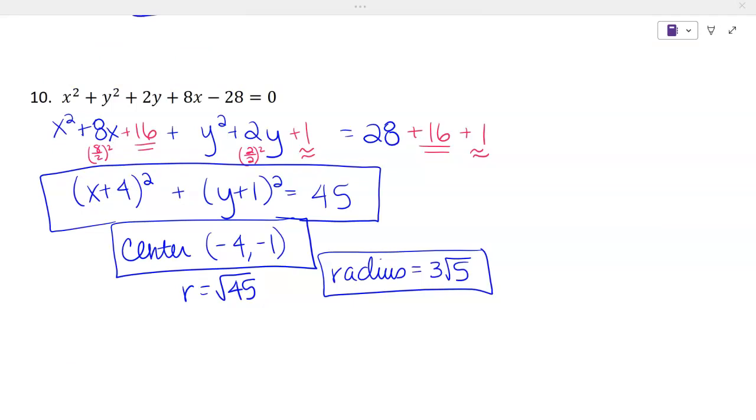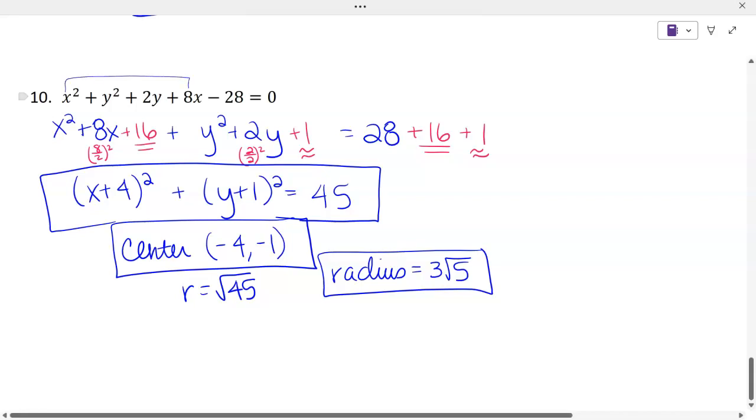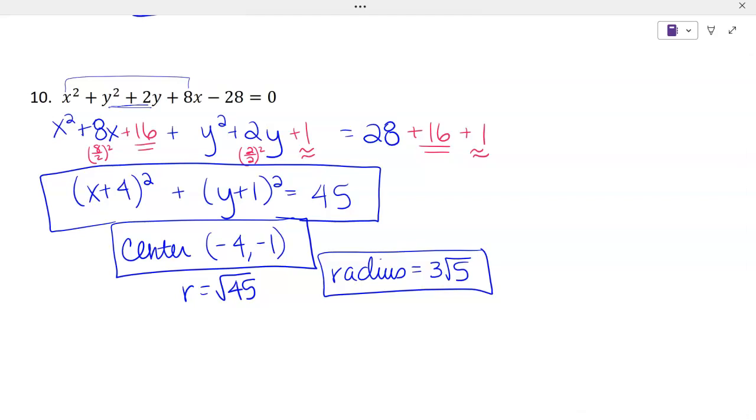So looking at this equation, I did have to rearrange my x and y's to get my x terms together, my x squared and my 8x, and my 2y squared terms together, and then I moved that 28 to the other side of the equation. So I had to do that before I completed the square, and you see how I completed the square there and balanced on the other side of the equation. And then I was able to factor to get my equation of the circle in standard form. And I pulled my center at negative 4, negative 1, and then I had to take the square root of 45 to get my radius, which is 3 radical 5.